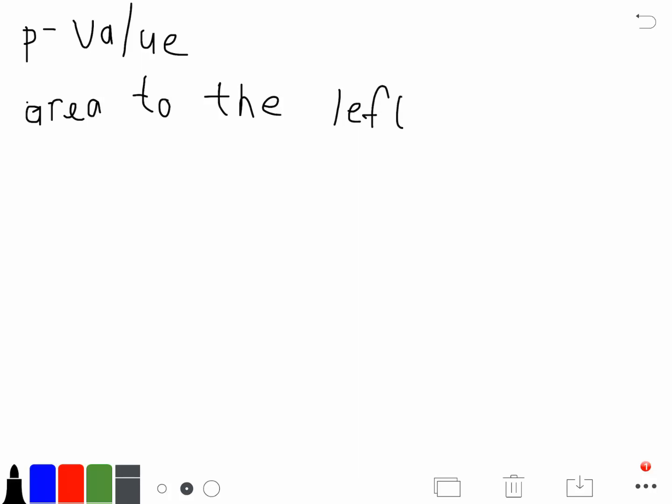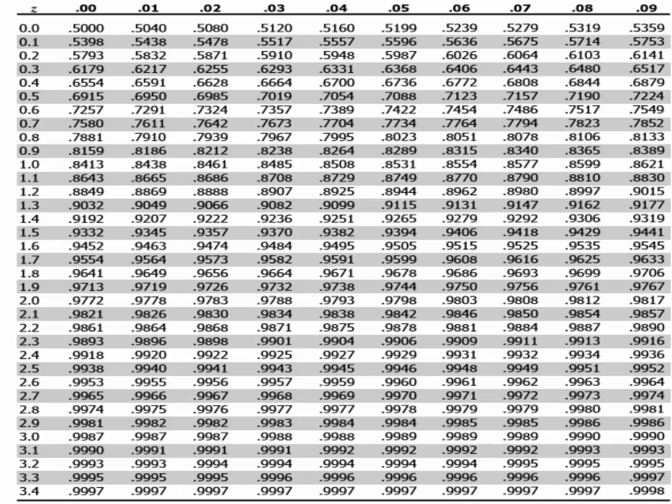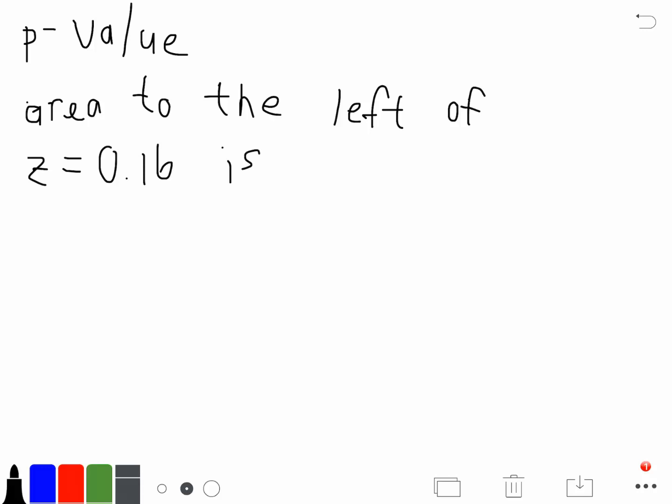So to find the p-value, the first thing we want to find will be how much area do we have to the left of z equals 0.16. So let me write that down for you. And while I'm doing this, you can go ahead and look in the z-table to find out what that answer is. And we will get 0.5636.